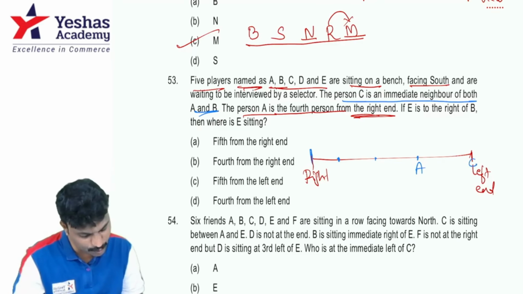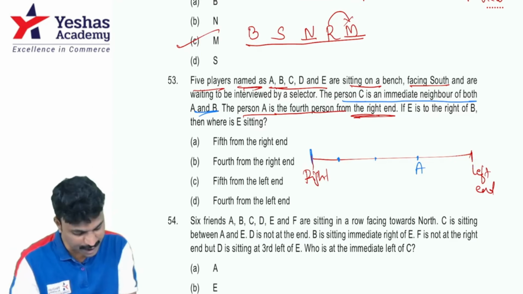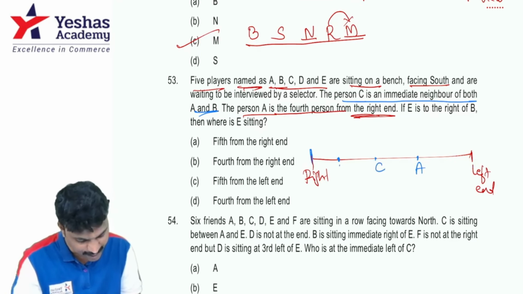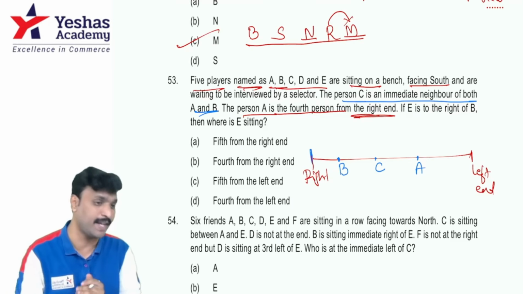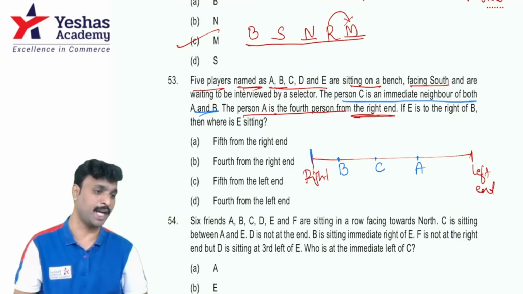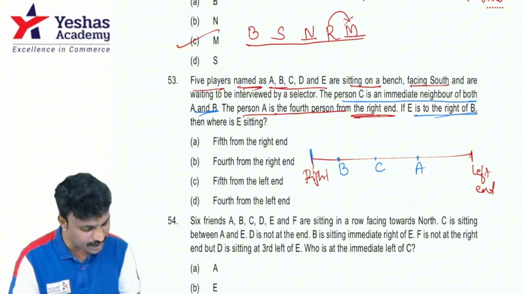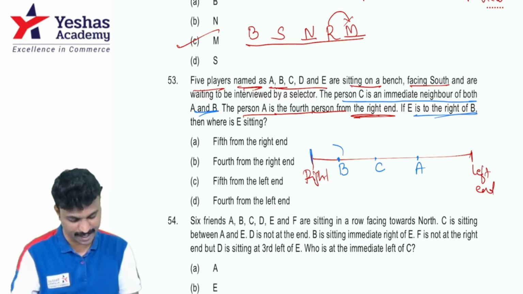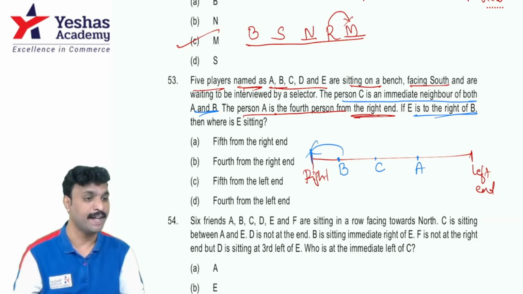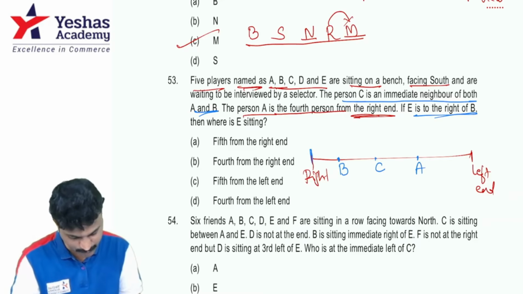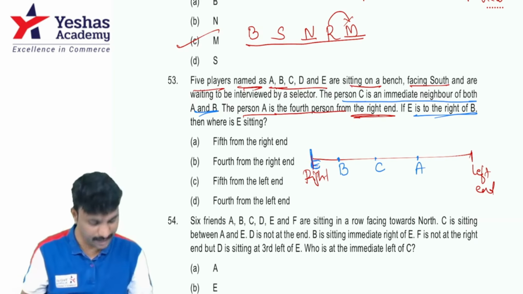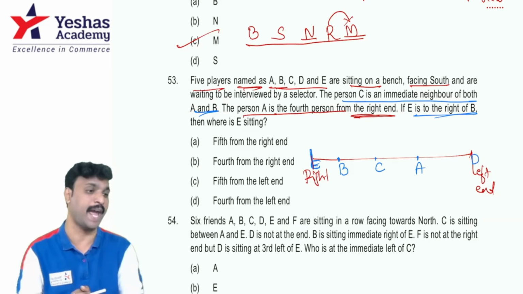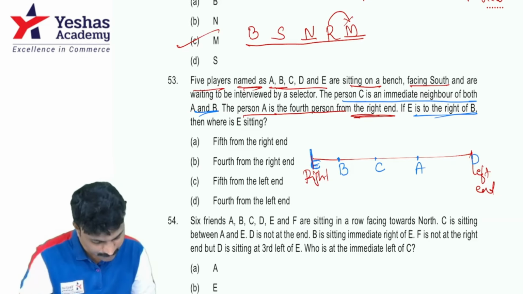Can I position C over here? Definitely no. Where should I position C? C should be here and B should be here. C is between A and B. C is a neighbor of both A and B. Now what next? E is to the right of B. Guys, right is this side, right? Right is this side. So E is right of B means the only position for E is this. And the only person remaining is D. Where should D be? D is at the left end. Have you understood? Everybody clear?